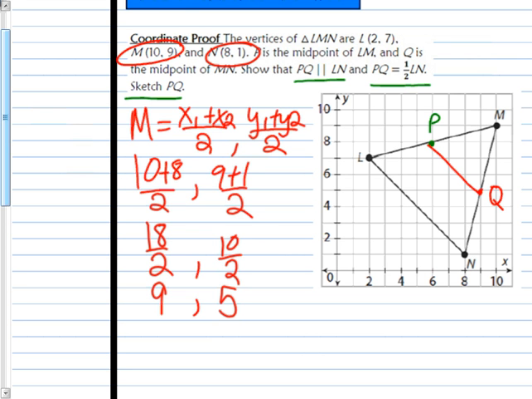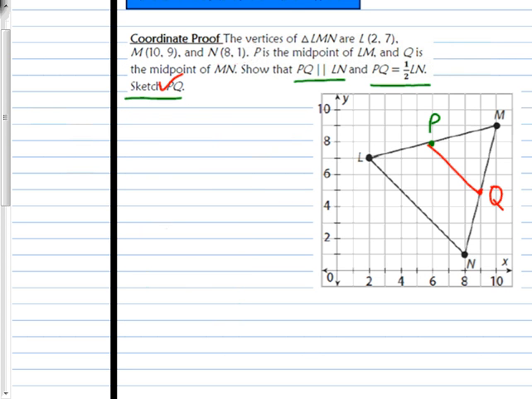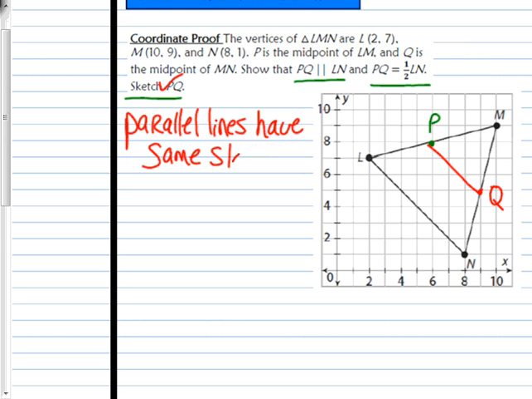So I've done the first thing. I've sketched PQ. You can mark that off the list. Then we have to prove that PQ is parallel to LN. Well, how do we prove that two lines are parallel? What do two lines have to have to prove that they're parallel? Think about it. To prove that lines are parallel, they have to have the same slope. So parallel lines have the same slope.